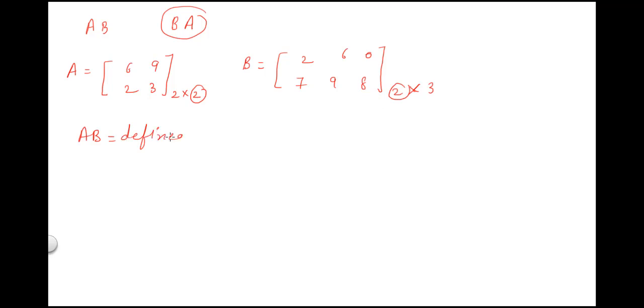If we find BA, for BA we have to match what? For BA, the order of B is 2 cross 3. The order of A is 2 cross 2. So you see the number of columns in B is not equal to the number of rows in A. So BA here is not defined. We can't find the product of BA. Clear? So it is not necessary that whenever AB is defined, BA will also be defined.